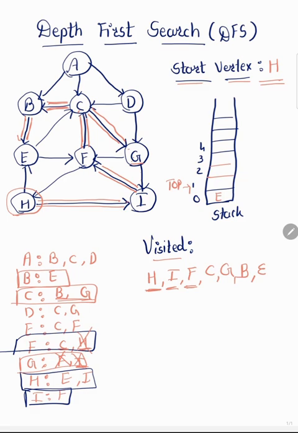So now from this B, E is already visited. Now you need to find the adjacent of E. The adjacent of E are C and F. C is also visited, F is also visited, right? So you just need to backtrack. If you backtrack again, it's E, so your stack is empty.